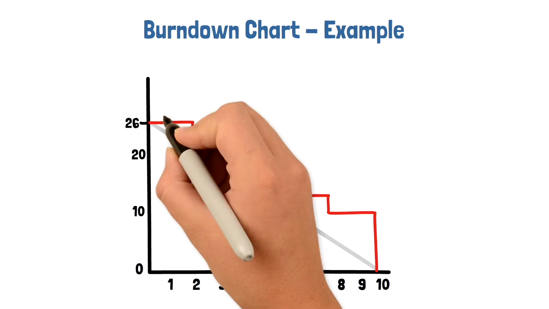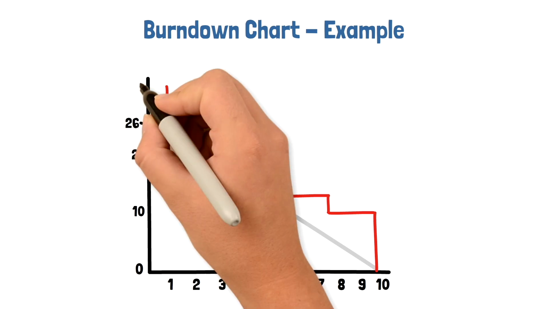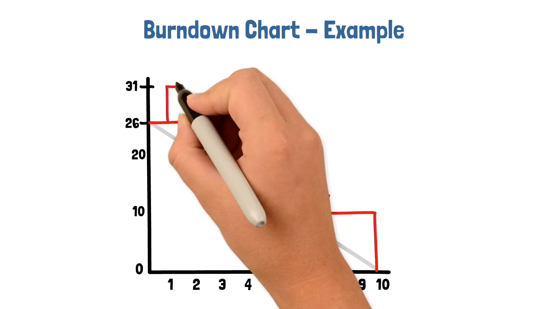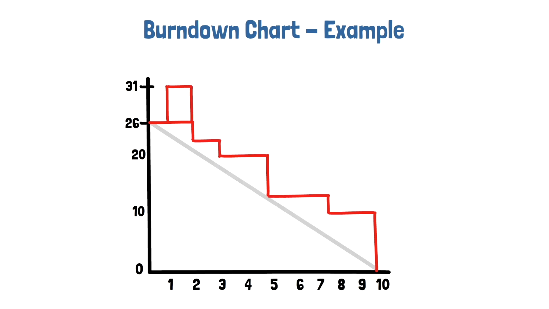A burndown chart can also go up, which usually is not a good thing. This happens if a user story is inserted into the sprint after the sprint has already started. For example, if we insert a 5 story point story in the sprint, the burndown line will go up by the same number, and the story points remaining should now show 31. This means our scope has increased for our sprint.